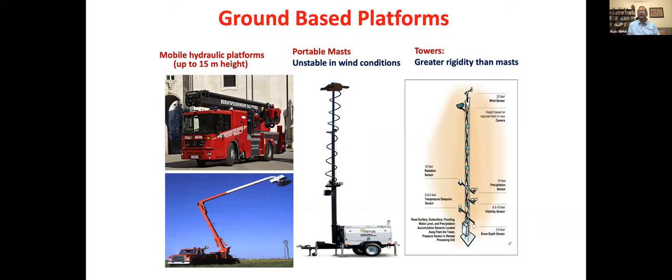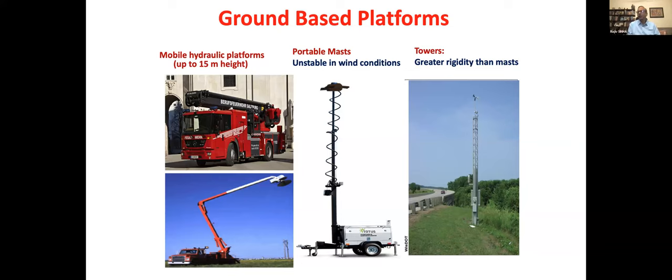Okay. Then this is how a tower will look, for example, a fixed tower. And these are located at various places, and there are lots of hydrometeorological sensors which are attached to these platforms as well. So these are also, by the way, some kind of remote sensing here.